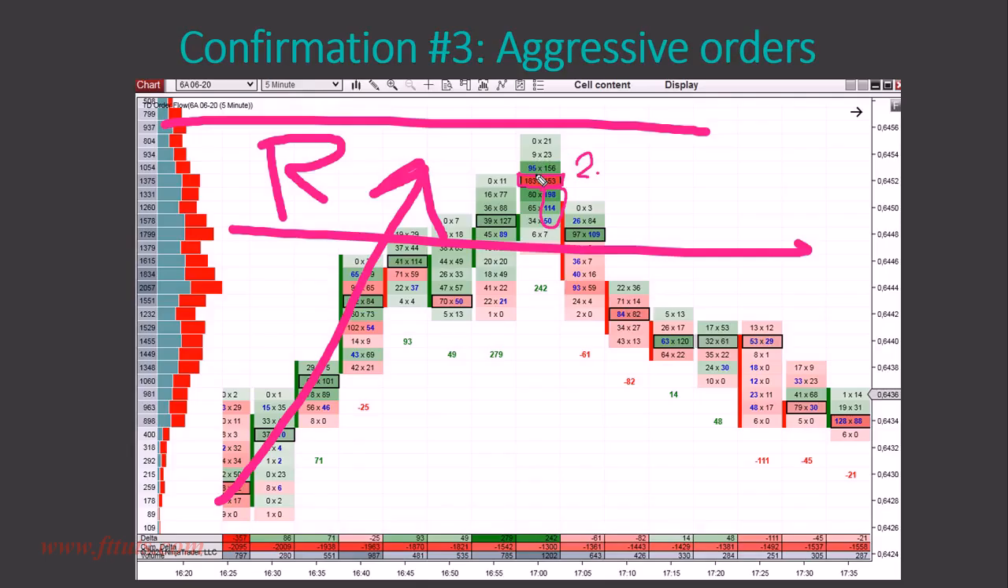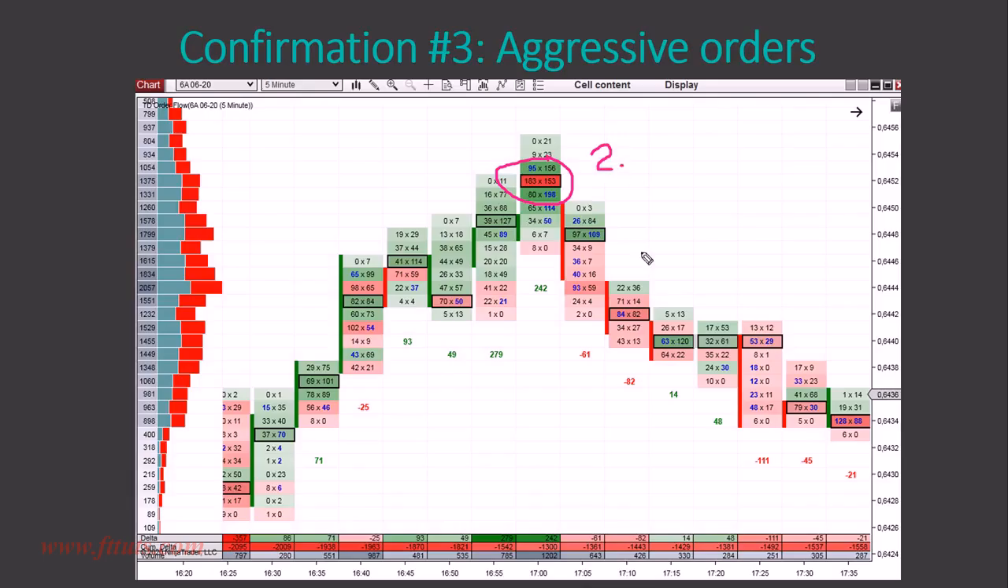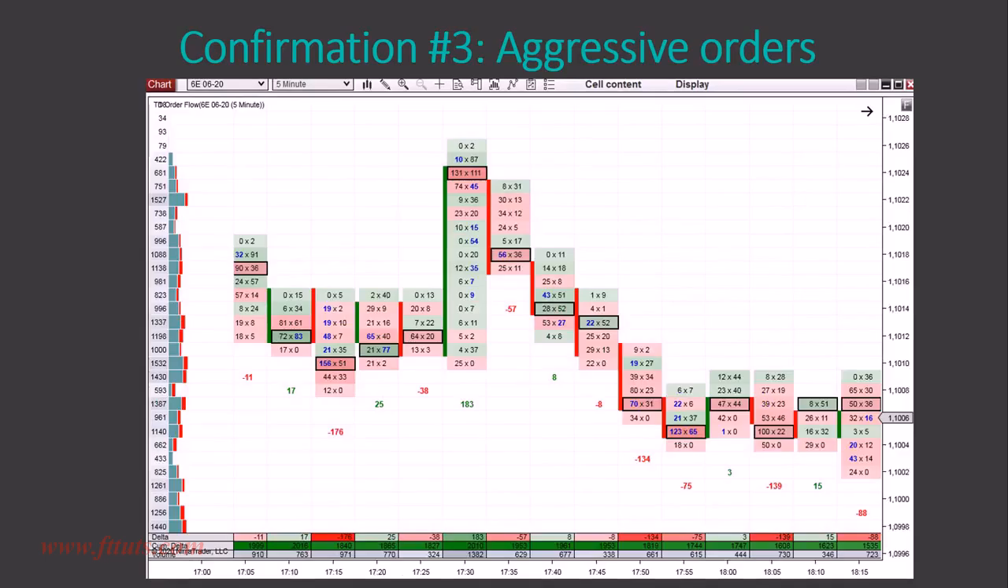Then sellers start to jump in here, here, here, all those imbalances showing aggressive sellers jumping in. Delta turns negative, the trend breaks, and downwards we go. Alright, so we have absorption setup number 2, and aggressive sellers started to jump in here. That's the confirmation setup number 3. I really like combinations of confirmations, like in this case. So this is the last example.